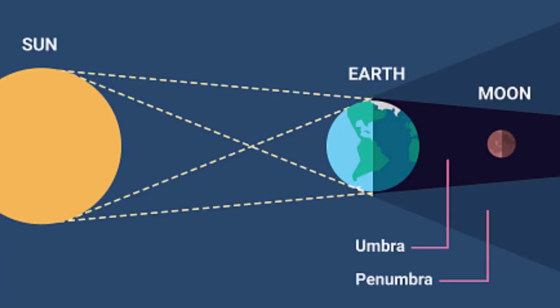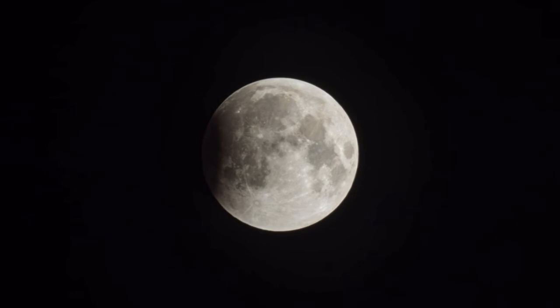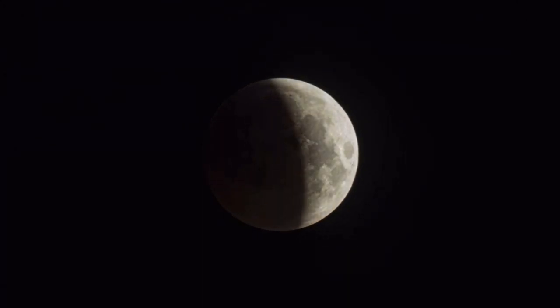However, when the alignment is perfect, the Moon passes through Earth's penumbra and umbra. Not only is the Moon's surface no longer being directly illuminated by the sun, but we typically see the Moon turn into a rusty or blood red color. But what exactly is the reason for that?